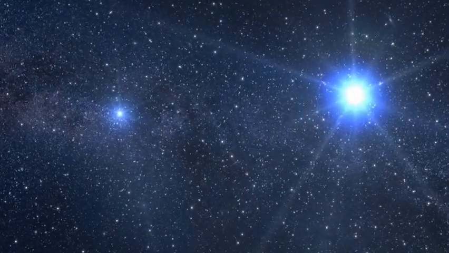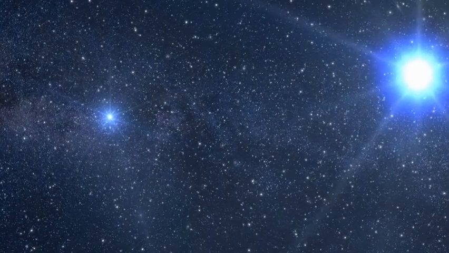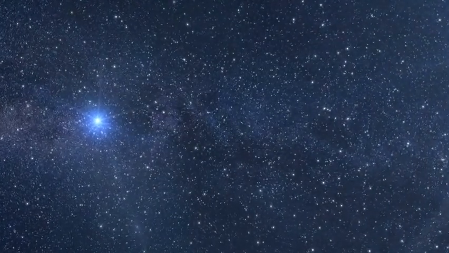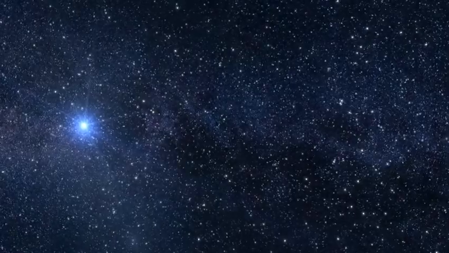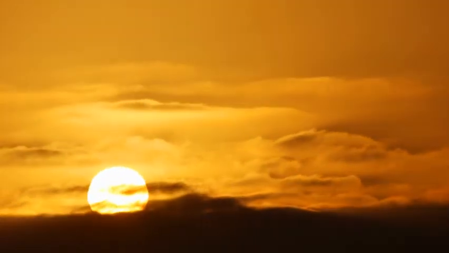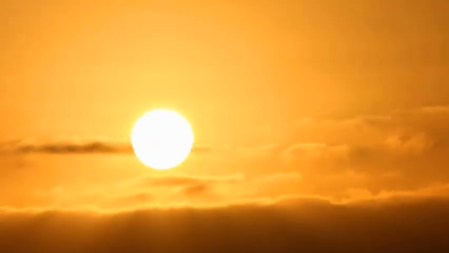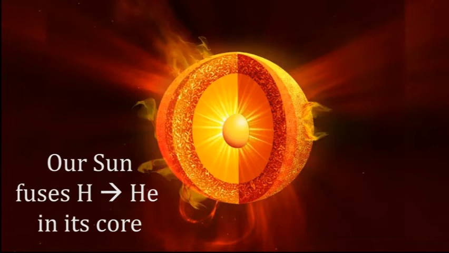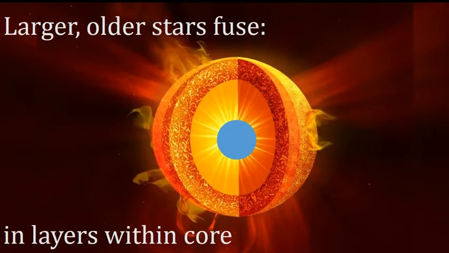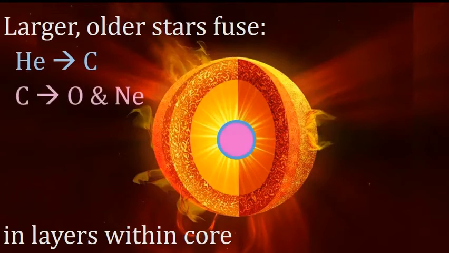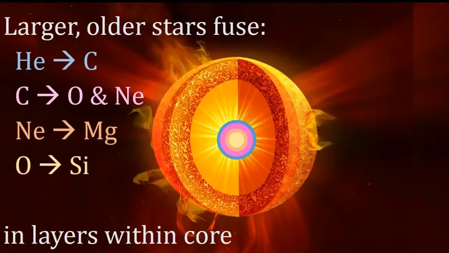One of the few places in the universe where the temperature and pressures are high enough to slam positively charged protons into each other is at the center of stars, our sun included. Our sun converts 4.3 million tons of mass into energy every second. It does this by fusing hydrogen into helium in its core. Stars that are larger and older than our sun fuse other elements. They fuse helium into carbon, carbon into oxygen and neon, neon into magnesium, oxygen into silicon, and finally, silicon into iron.